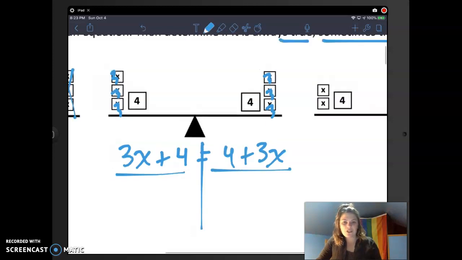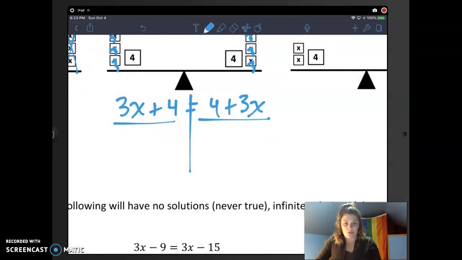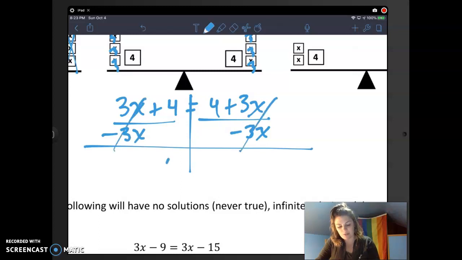So let's say we just tried to start solving it and didn't realize this. I would want to cancel my x's on the right. So I have minus 3x. So the same thing is ending up happening. I cancel on both sides. But then I see that I have 4 is equal to 4.